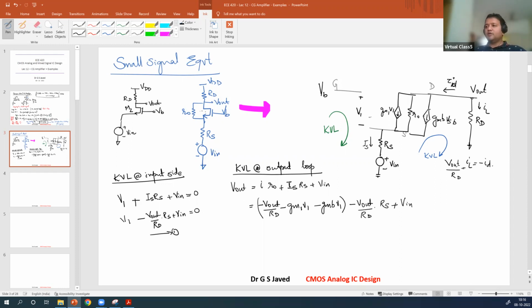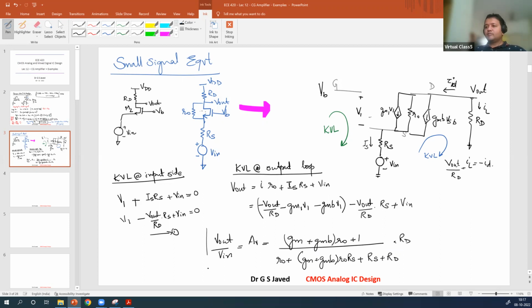So you have the V out value, you have the V1 value which you will substitute, then separate out the values, and finally you will get the expression V out by V in, which is the voltage gain, equal to (GM plus GMB) (R0 plus 1), divided by (R0 plus (GM plus GMB) R0 RS plus RS plus RD), multiplied by RD. Right?